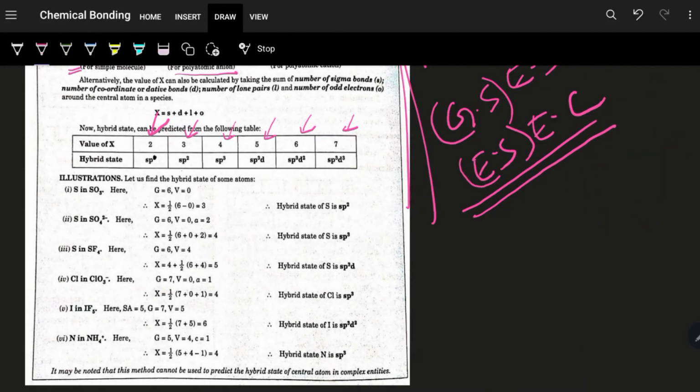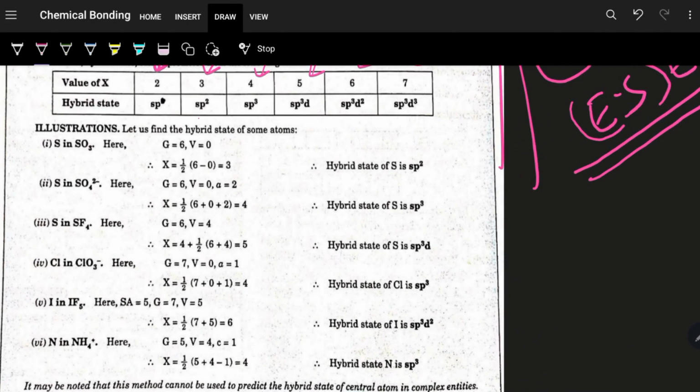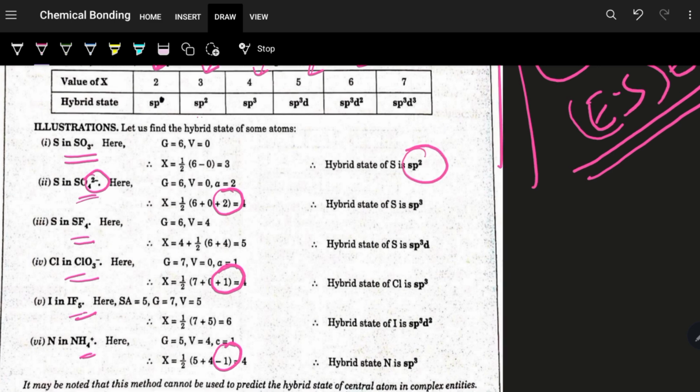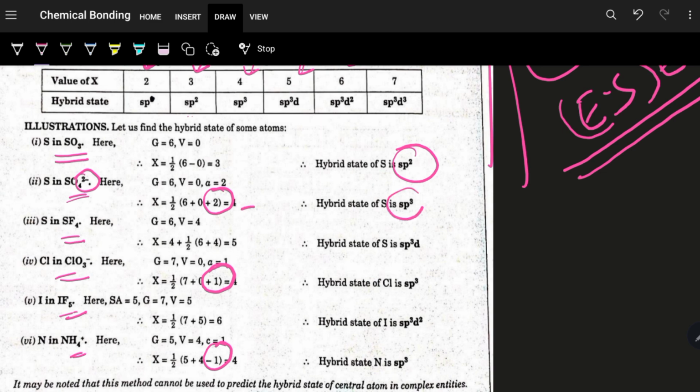These are some practical examples where the formula is actually applied. This is a neutral simple molecule, so half of G plus V. Anion, so you need to add the charge, 2 minus. This is again a simple molecule. This is an ion, add the charge +1, simple molecule, and here it is a cation, subtract the charge. So depending on the value, X equal to 3 means sp2. X equal to 4 is sp3. So this is the application of the concept.